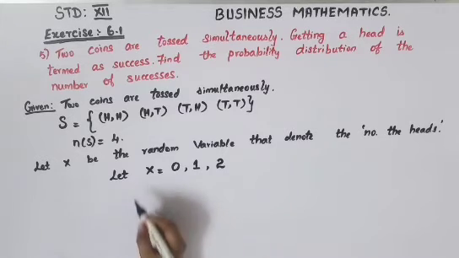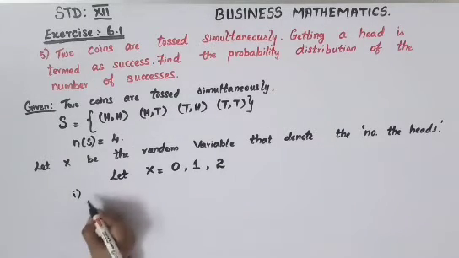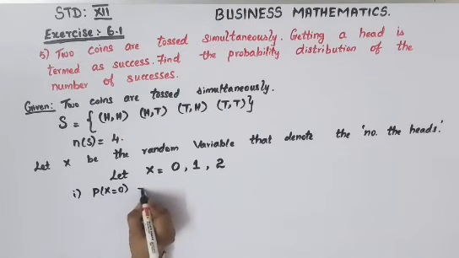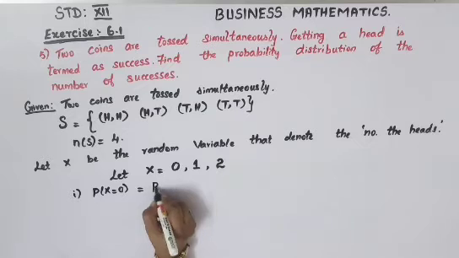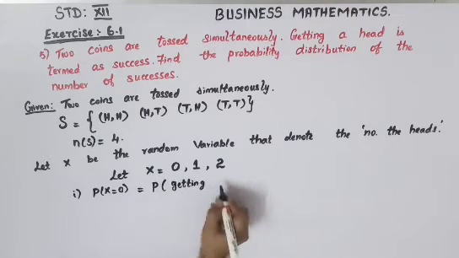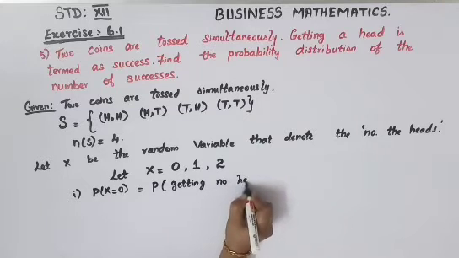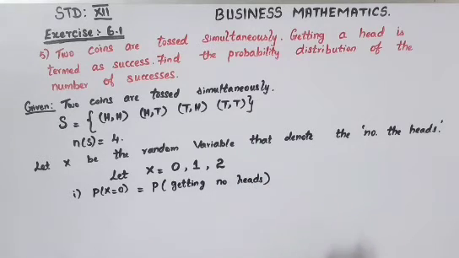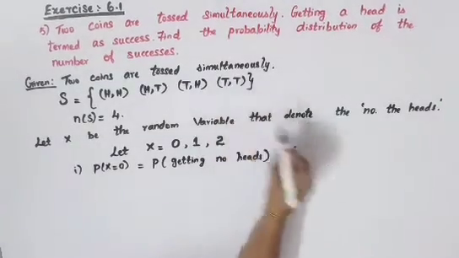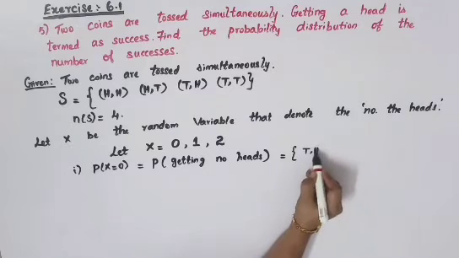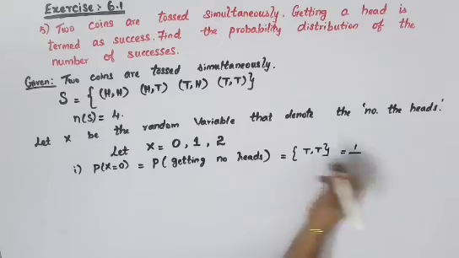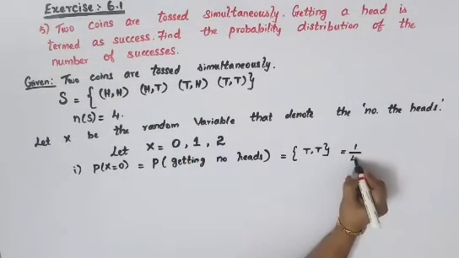So now we will have to see all the conditions. Your first part is P(X = 0). So 0 means you will not get a head at all. That is the probability of getting no heads at all. When you are not getting a head, you will get only tails. So that is this option, T comma T. That is the probability of getting only tails. Which is equal to 1 divided by, altogether, n(S). So 1 by 4.